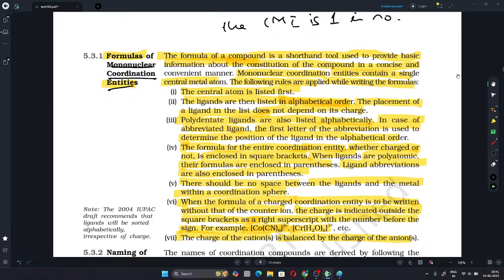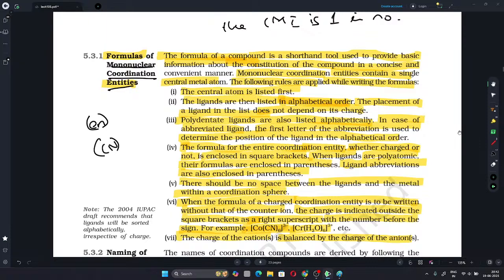Even ligand abbreviations are enclosed in brackets, like in the case of en, where it is ethane-1,2-diamine, it was written in such a way. Or for ligands like CN, here there is the parenthesis. There should be no space between the ligands and the metal within a coordination sphere.